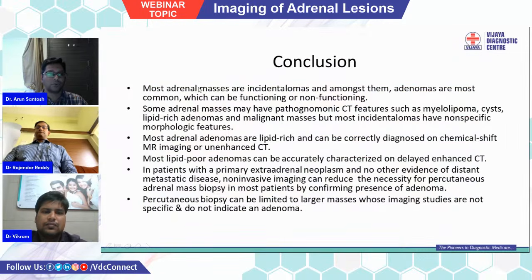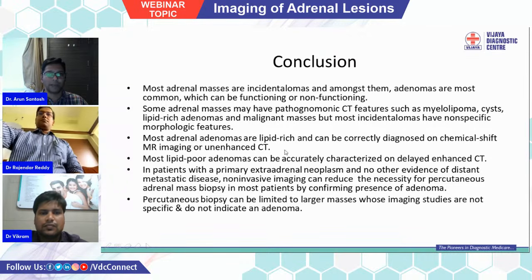So in conclusion, most of the adrenal masses are incidentalomas, and among them, adenomas are the most common, which can be functioning or non-functioning, and most of the adrenal adenomas are non-functioning. Some adrenal lesions may have pathognomonic CT features, such as myelolipoma, cysts, and malignant masses. However, most of the adrenal tumors again have non-specific features.